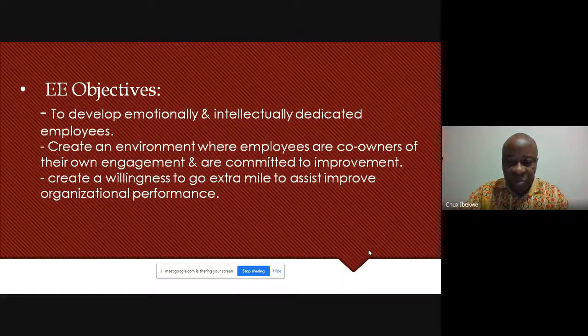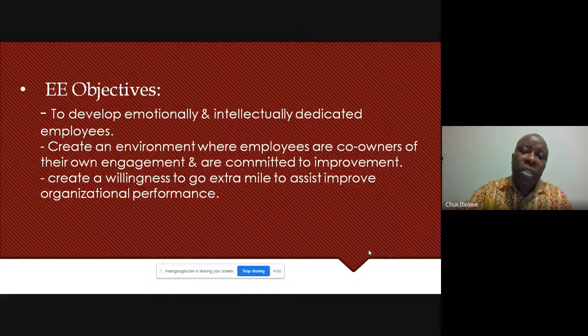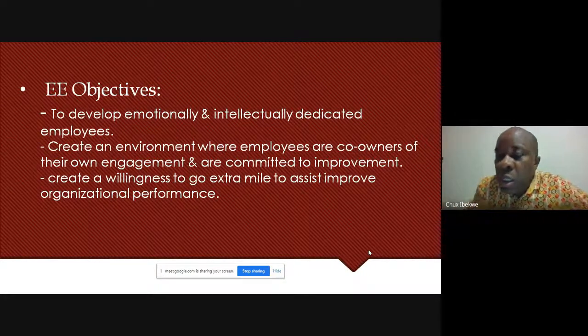And then we look at slide number 10, benefits of EE.